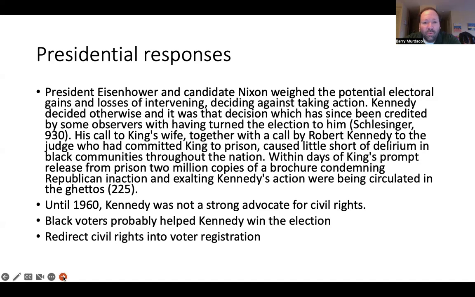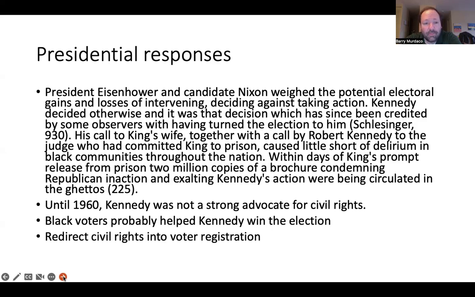Again, presidential response is very lukewarm, very tepid. President Eisenhower and candidate Richard Nixon, the infamous Richard Nixon, who was vice president for Eisenhower and later almost won the presidency in 1960, as it says here, weighed the potential electoral gains and losses of intervening and decided against taking action. So they weighed the pros and cons of this and basically figured that they would be better off not involving themselves, not supporting the civil rights movement.